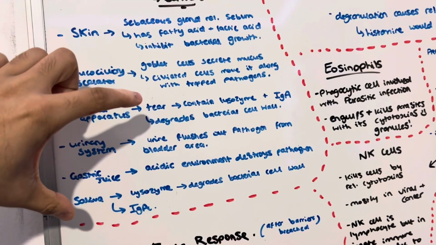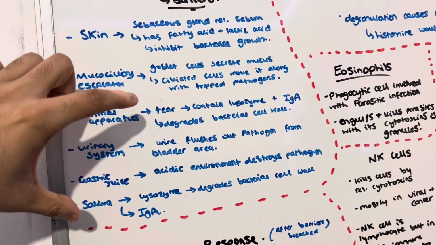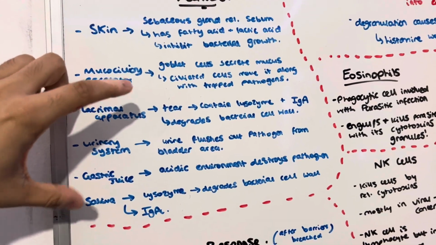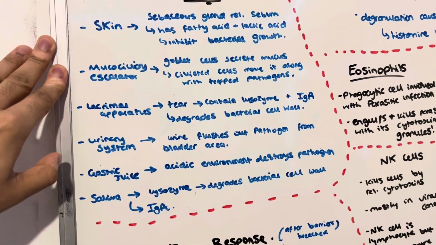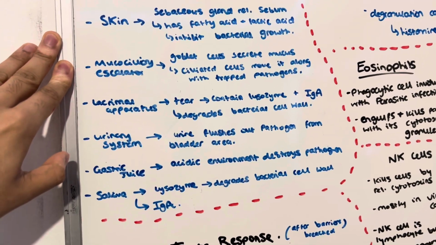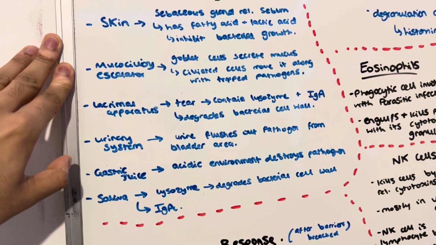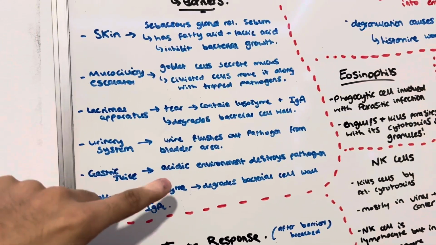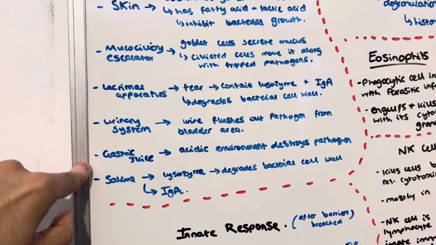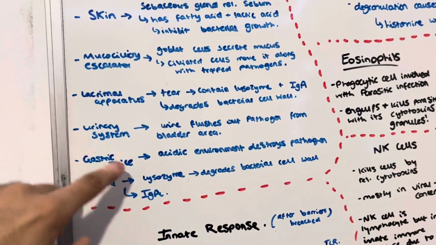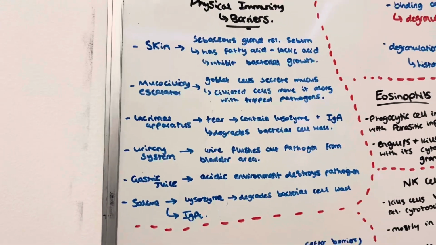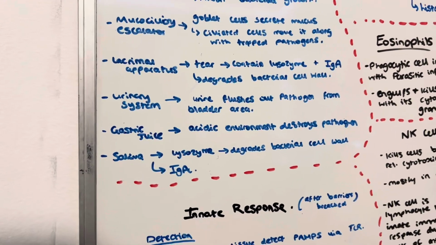They both contain lysozyme as well as IgA, or immunoglobulin A, I think. This is an antibody, and the whole purpose of lysozyme in both tears and saliva is that it allows for the degrading of the bacterial cell wall. Then in terms of our urinary system, the urine would flush out pathogens from the bladder area, and gastric juice, so our HCl or hydrochloric acid, would create an acidic environment that would thus destroy the pathogen. Now I'm going to go over the antibodies just so it'd be easier to link back, as well as the interleukins.